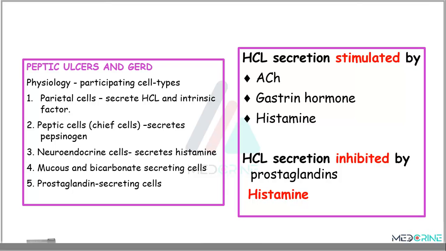Hydrochloric acid secretion is stimulated by acetylcholine, gastrin hormone, and histamine. And this secretion of hydrochloric acid is inhibited by prostaglandins and histamine.